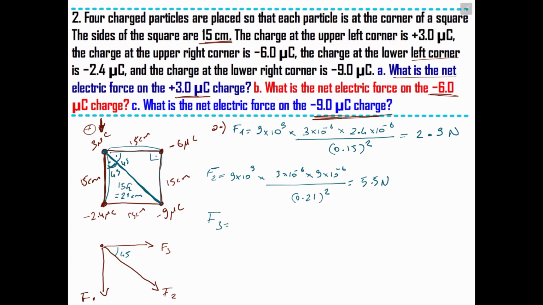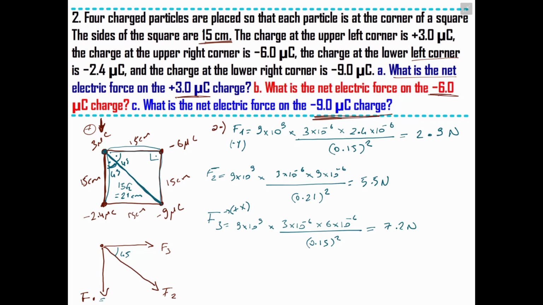F3 will be the force between 3 and -6. So 9 times 10^9 multiplied by 3 times 10^-6 multiplied by 6 times 10^-6 over 0.15 squared. So F3 is going to be 7.2 Newton. Now we have calculated all the forces. F1 lies in the negative y direction. F3 lies in the positive x direction, but F2 lies in x and y direction together. That means we have to calculate the components of F2.